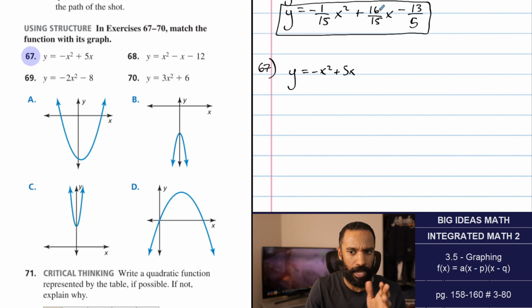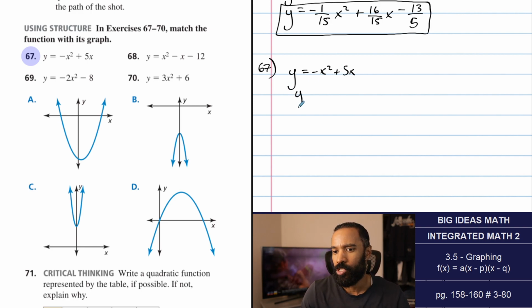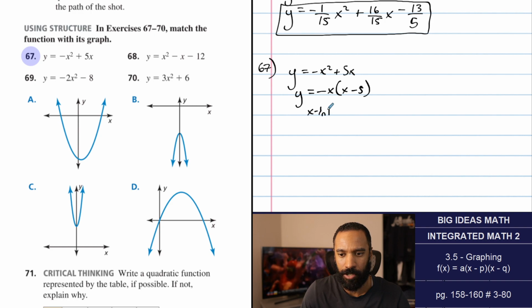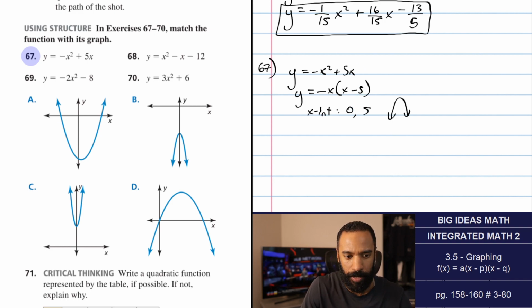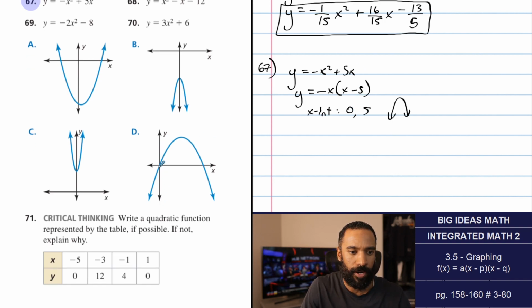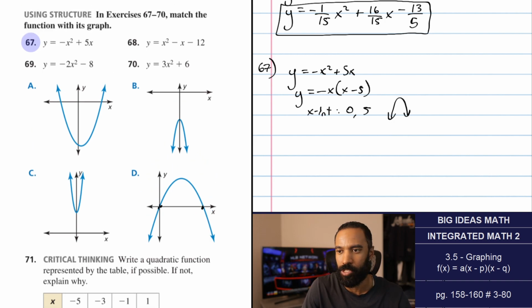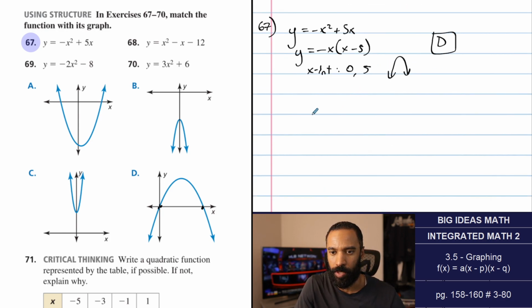There are a lot of other things I can bring up. This one can. So this one is negative x factored out, and you have x minus 5. That means you have an x-intercept of 0 and an x-intercept of 5, and this graph goes downward. We should be hitting the origin. This is D. We should be hitting the origin. We should be hitting out here in positive land. It should be going downward. This is totally D. And we can eliminate answers as we go.